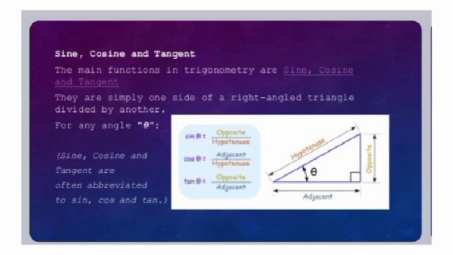Sine, cosine, and tangent are often abbreviated to sin, cos, and tan. Sin theta equals opposite over hypotenuse. And this is the illustration. The longest side is the hypotenuse, the second line is the adjacent, and the shortest line is the opposite. So sin theta equals opposite over hypotenuse. Cos theta equals adjacent over hypotenuse. Tan theta equals opposite over adjacent.